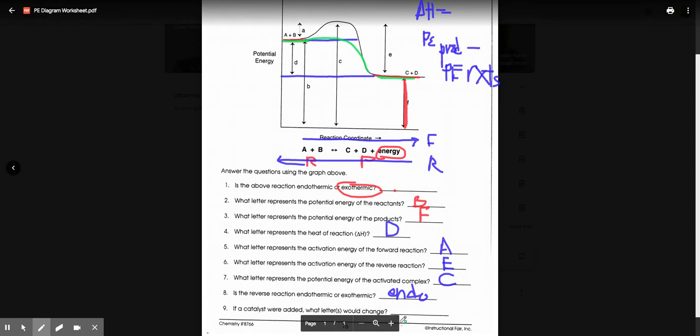A. A is going to change. What else? C. What else is going to change? And E. So A, meaning the activation energy, is going to change, the activated complex is going to change, and the activation energy of the reverse is going to change.